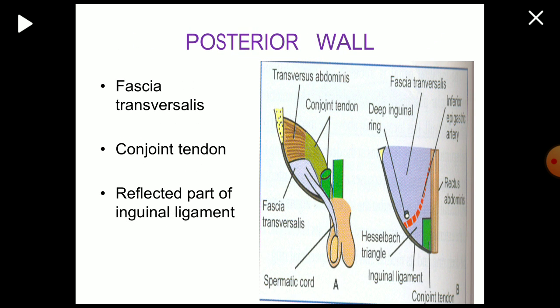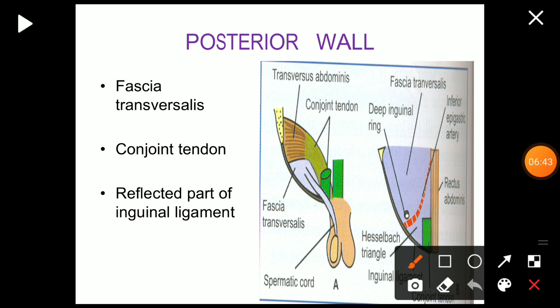Next we'll go to the posterior wall. It is formed by fascia transversalis. You can see in the purple color, this full part is the fascia transversalis. Also it is formed by extraperitoneal tissue and parietal peritoneum. In the medial two-thirds it is formed by the conjoint tendon and also by the reflected part of the inguinal ligament. So these are the boundaries of the posterior wall of the inguinal canal.